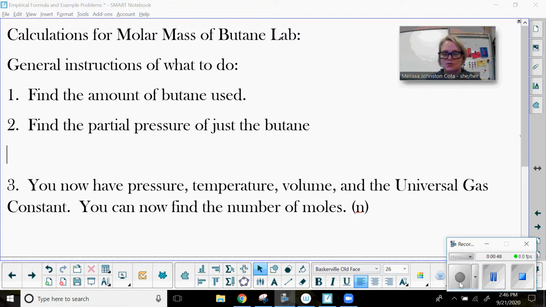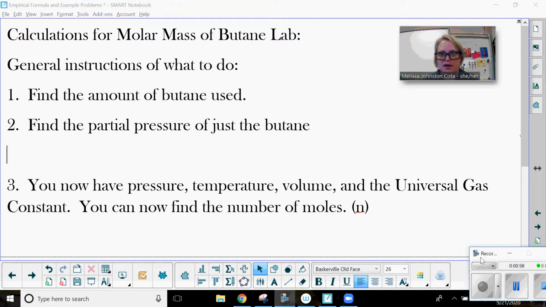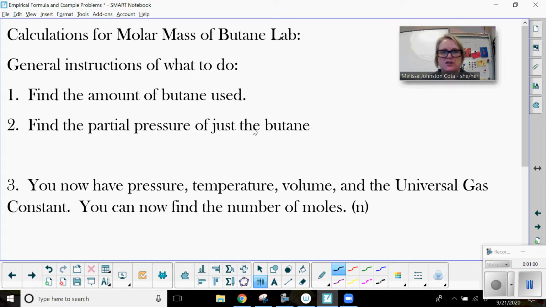Number 2, this is the one I'm going to give you a little detail on. We're going to find the partial pressure of just the butane gas. And the reason we have to do that is because when we do water displacement, where we're collecting a gas over water, that gas turns into a homogeneous mixture of not only the butane gas, but also water vapor. I don't want water vapor, I just want the butane gas.